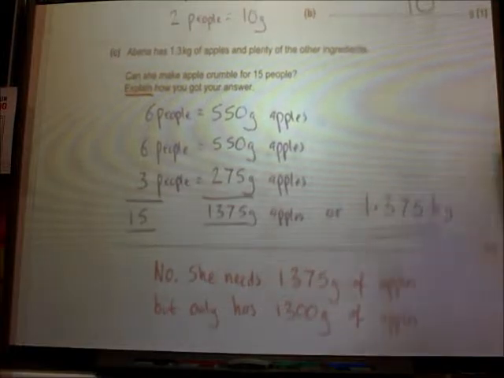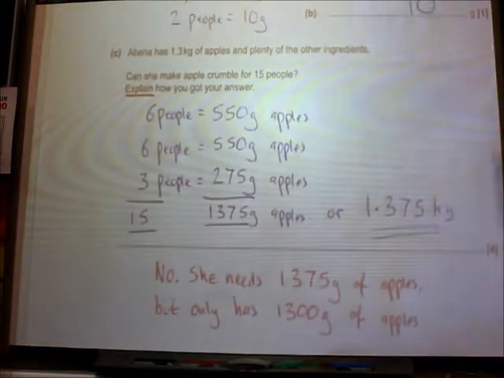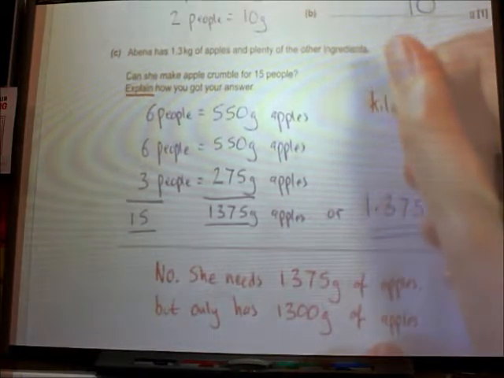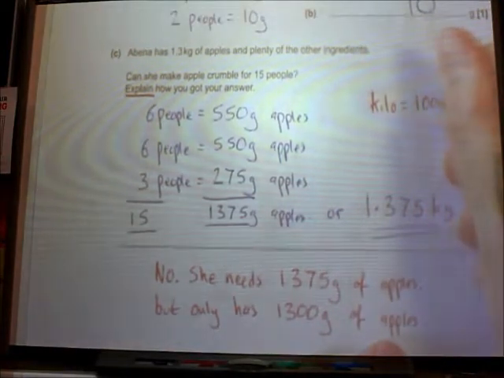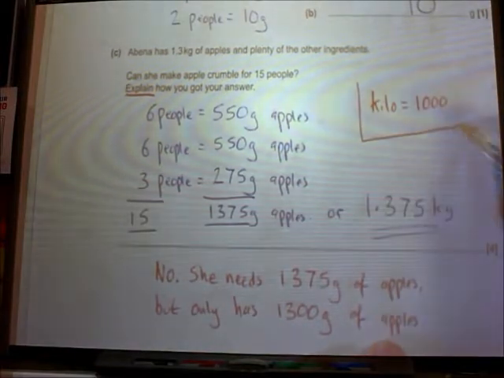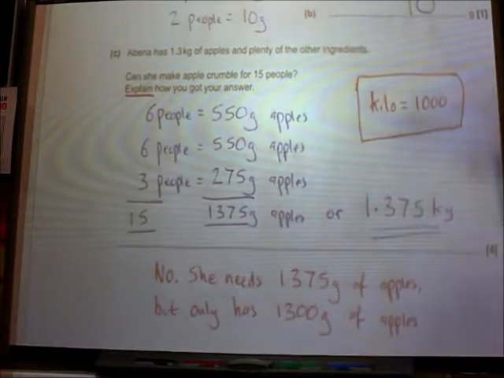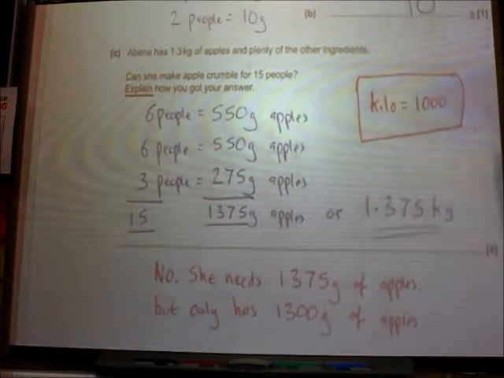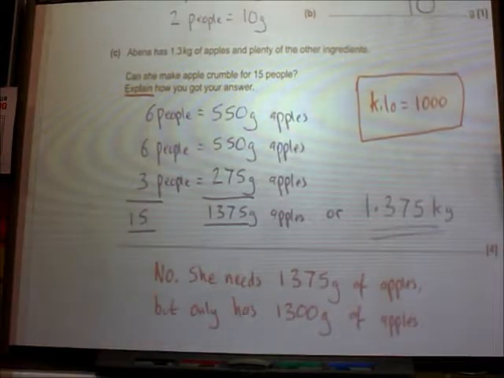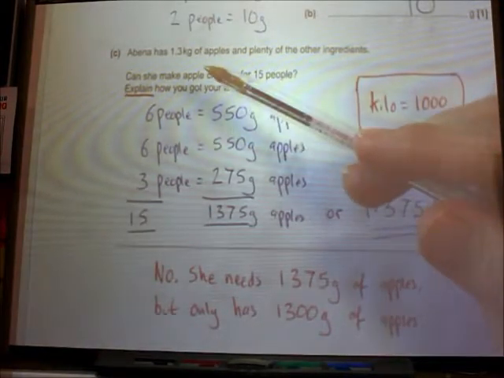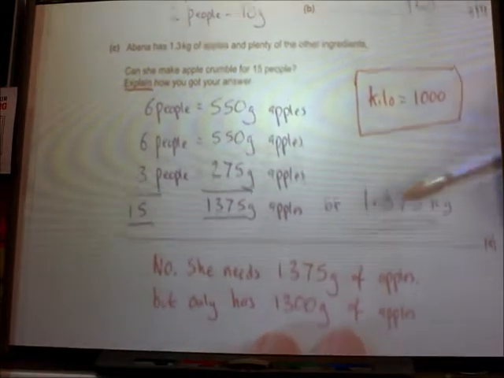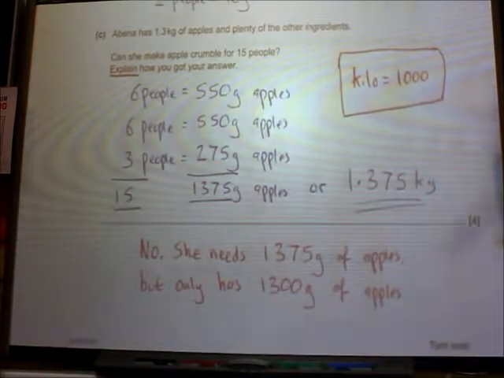Don't forget to go from grams to kilograms. The word kilo, I'll write this down, it means 1,000. So whenever you get grams and kilograms, or meters and kilometers, the kilo means 1,000. So 2 kilograms means 2,000 grams. 1.3 kilograms means 1,300 grams. So I've said that down here. Anyway, basically, no.